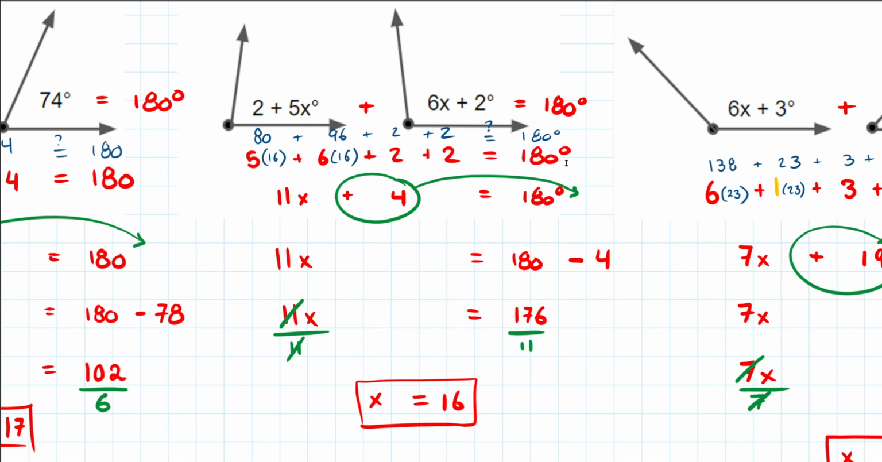Okay, in the next video, we're going to discuss 2 more types of angle pairs, and we're going to add those to our repertoire. I'll see you there.